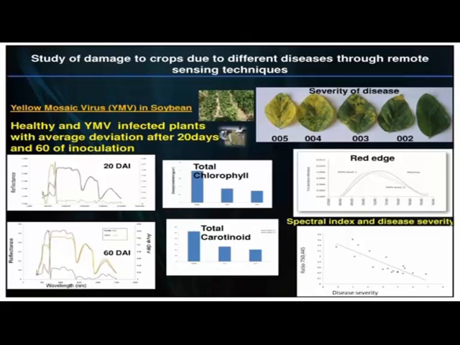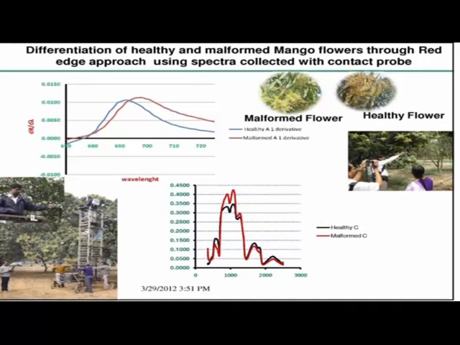Then again there is mango malformation. There is a wilt disease, which is a fungal disease, which causes the mango malformation, and which greatly affects mango production, largely in India, and is mainly affected by relative humidity and also temperature. So one study was conducted in the field itself in the mango orchards, taking the spectra at the height of the canopy and taking the spectra of malformed flower and healthy flower.